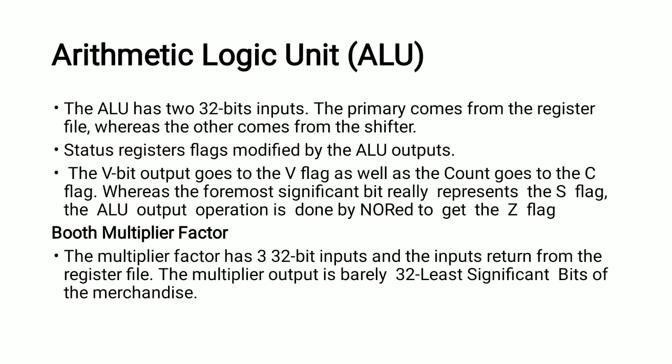Booth multiplier factor. The multiplier has three 32-bit inputs, and the inputs are read from the register file. The multiplier output is merely the 32 least significant bits of the product.